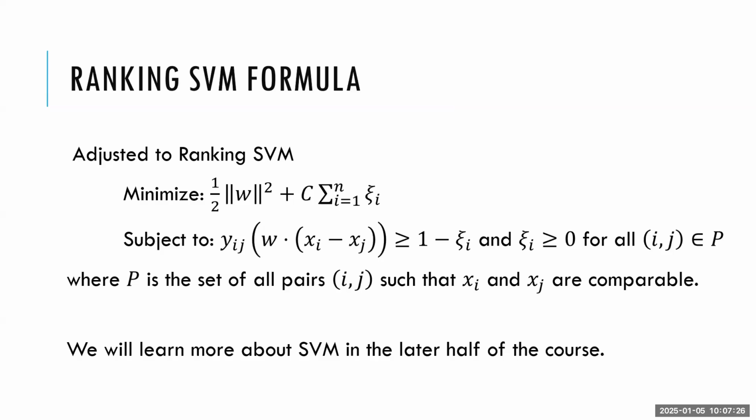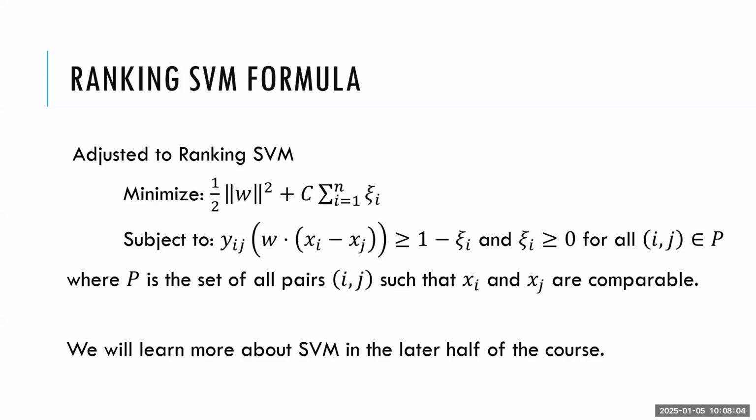Right. So the formula for this, we are minimizing the same function, but for the constraint, we actually make a pair, right? So instead of just xi or xj, we have the difference between xi and xj, and then you say that it's greater than 1 minus the slack variable. And we will learn more about SVM in the later half of the course. There will be a whole topic about SVM. So you don't have to worry about it now. You will learn about it later.